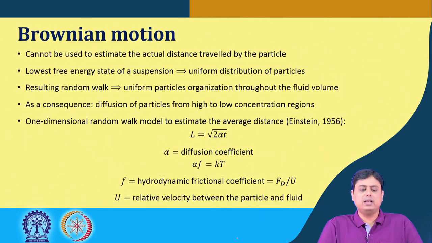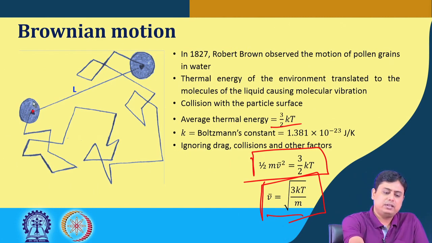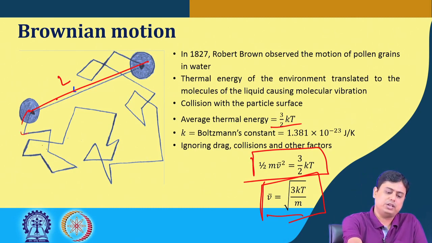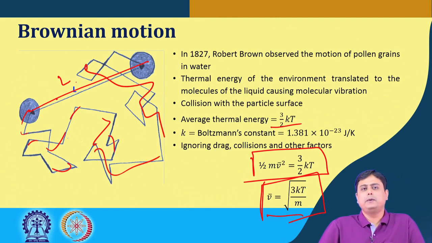Now, such simple analysis cannot be used to estimate the actual distance travelled by the particle, because the actual distance between these two particles is L, but the particle does not just travel across that length, it goes through this zigzag path, this random path. It can follow any random path. So, the actual distance it travels cannot be calculated from this velocity.